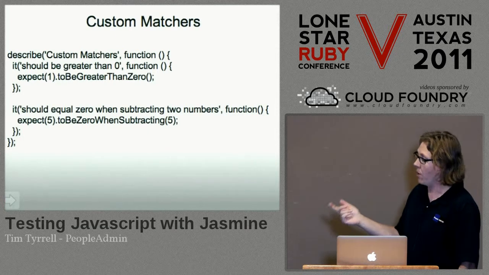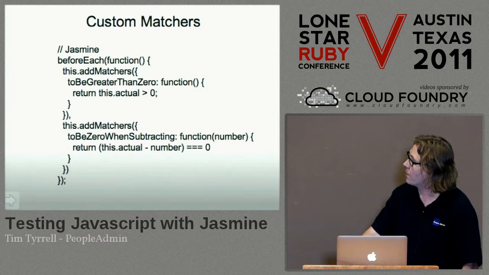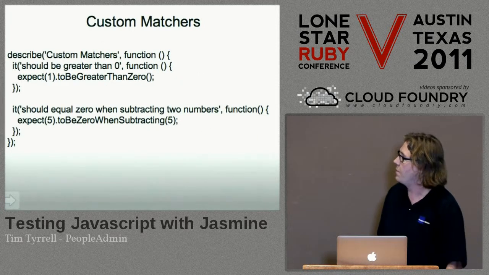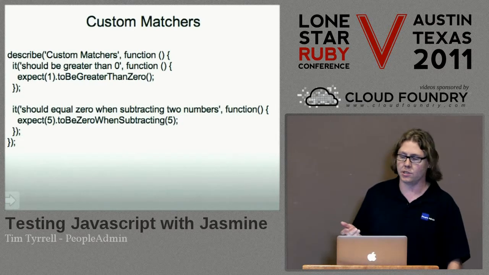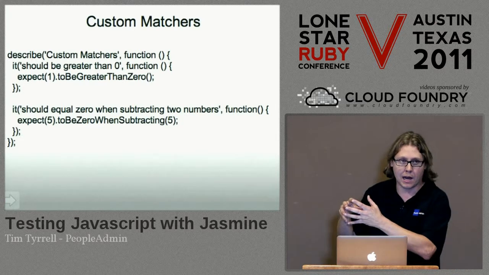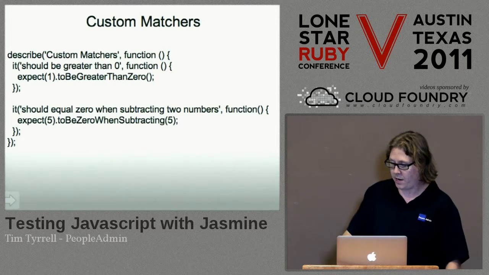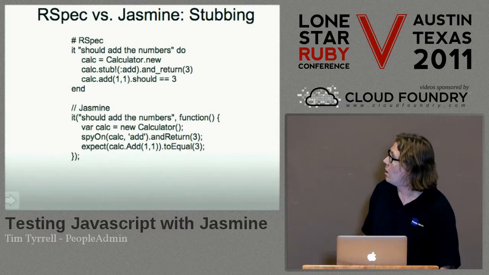Expect dot to be greater than 0, which is what I just defined here. Expect to be 0 when subtracting. So if you find yourself doing a lot of the same type of assertions, this way you can encapsulate it in one spot. Put it in your spec helper.js file. I'll show you where you put that in a minute, and then access them throughout the app.